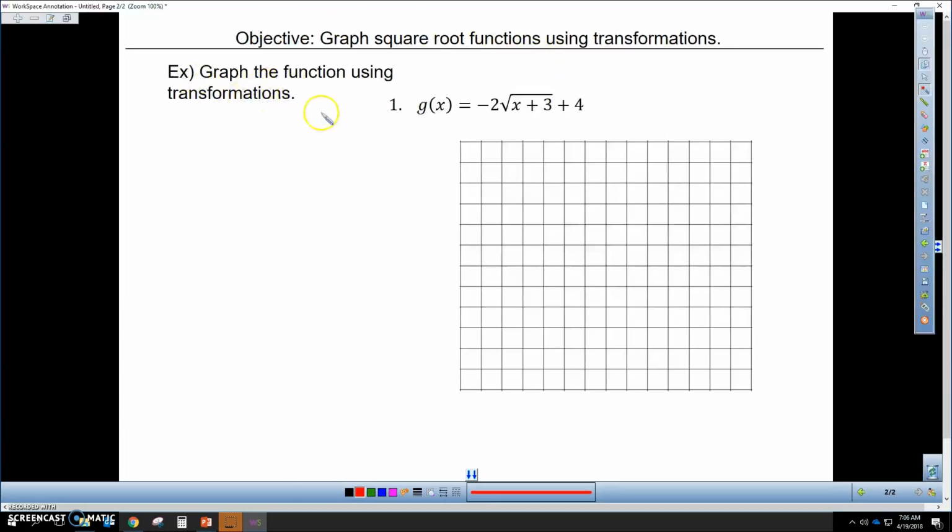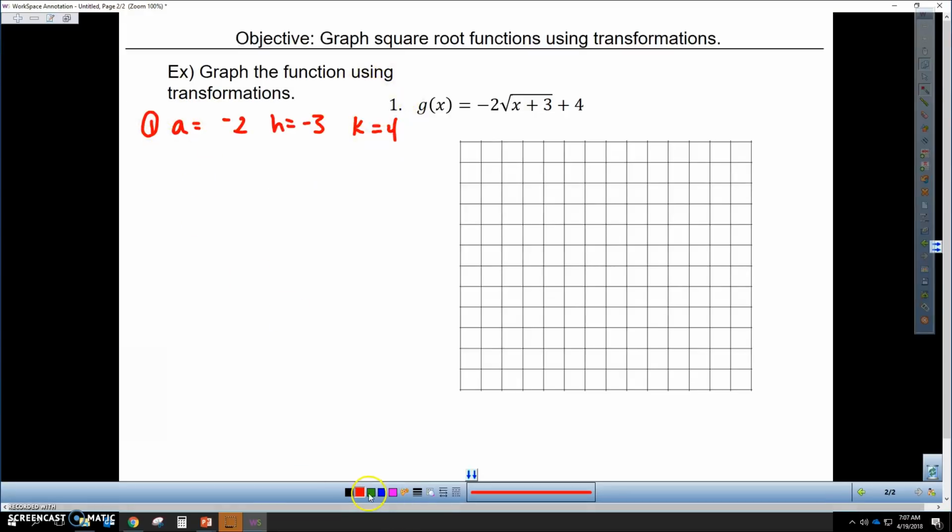We are asked to graph the function g of x using transformations. Again, the very first step is to identify your a, which is -2, your h, which is -3, and your k, which is +4. So this tells me that I'm going to have an x-axis reflection that we're going to vertically stretch by a factor of 2. The h value, -3, means I'm going to the left 3, and then k of 4 means we have a vertical shift up 4 units.